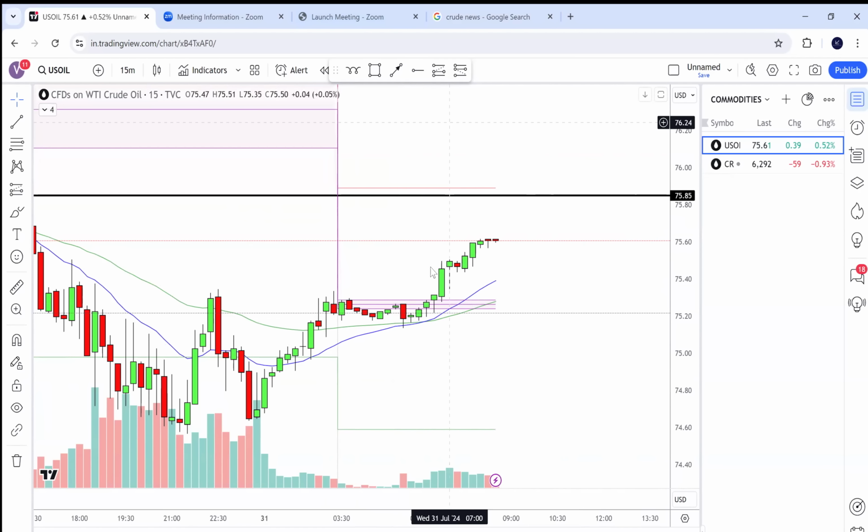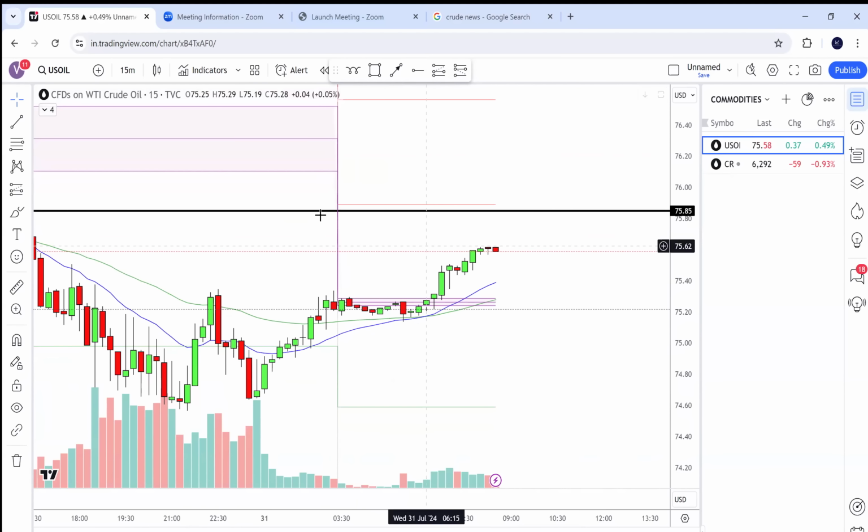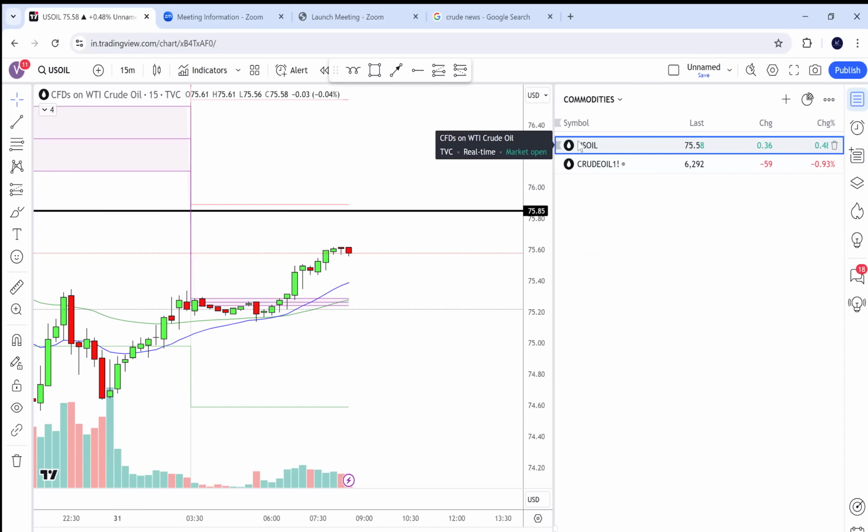You can see that I have my crude oil chart open here. On my right side, you can see that there are two crude oils on my watch list. One is WTI crude oil and another is crude oil future. What is the difference between these two instruments? One is US oil, another is Indian crude oil. The second one is traded in our Indian market, that is the MCX market, and the first one is traded in the US market. That is the difference between the two.